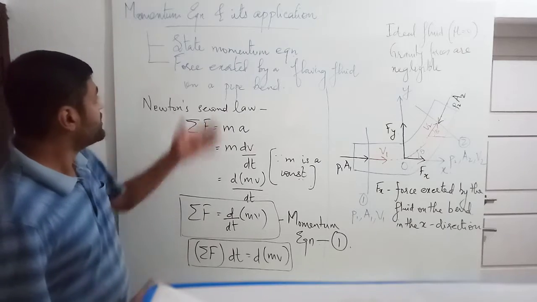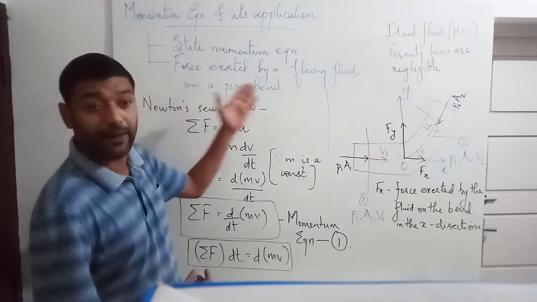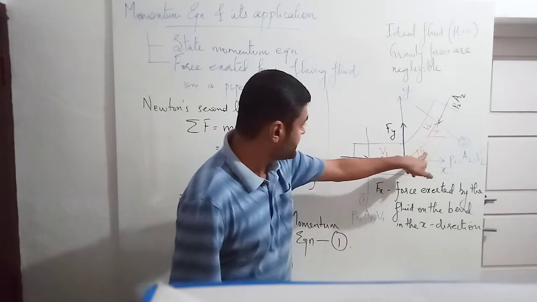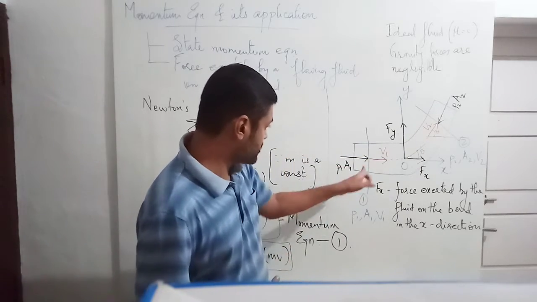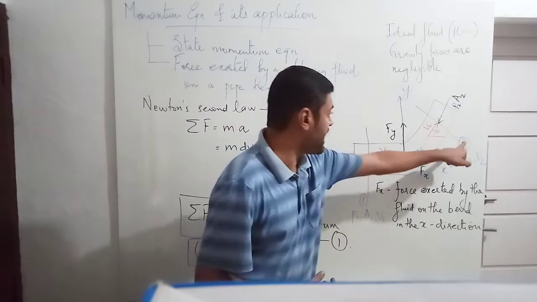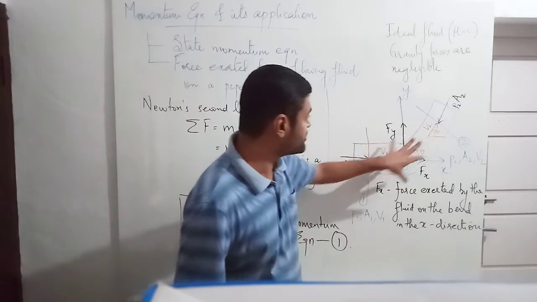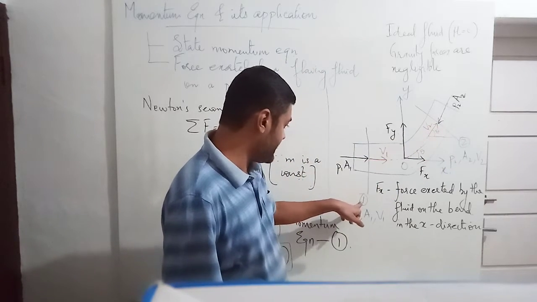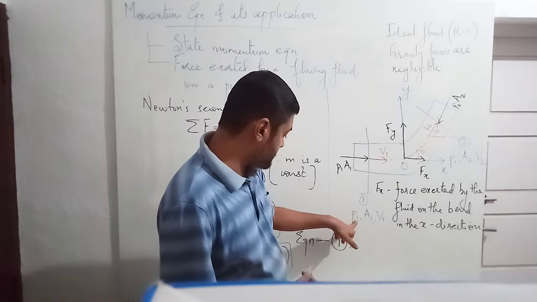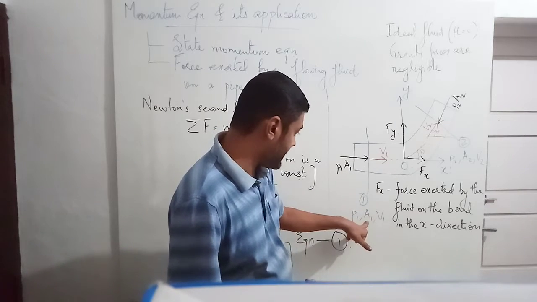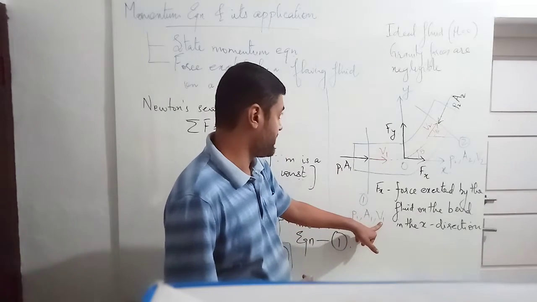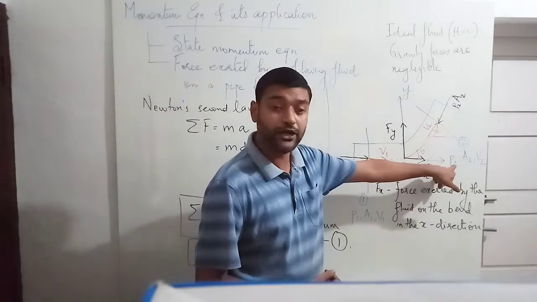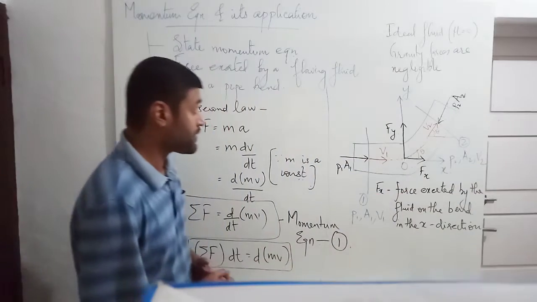Now let us consider the force exerted by a flowing fluid on a pipe bend. I have taken a pipe bend at an angle theta with the horizontal. I have taken two sections, one before the bend and one after the bend. Now I analyze this control volume enclosed between sections 1 and 2. At section 1, the pressure is P1, the area of the cross section is A1 and the velocity of the flowing fluid is V1. Similarly, at section 2, the corresponding variables are P2, A2 and V2.